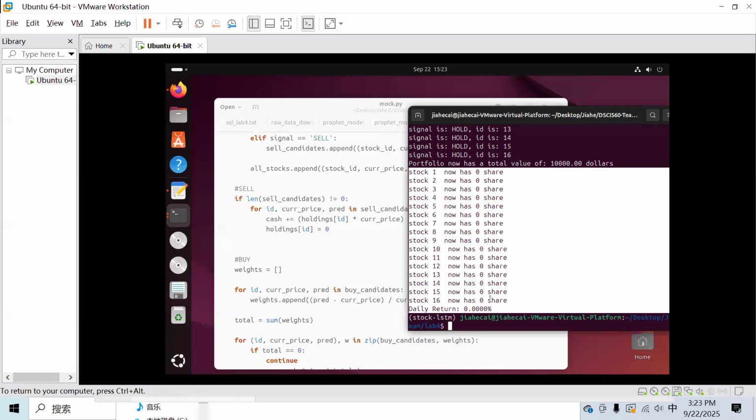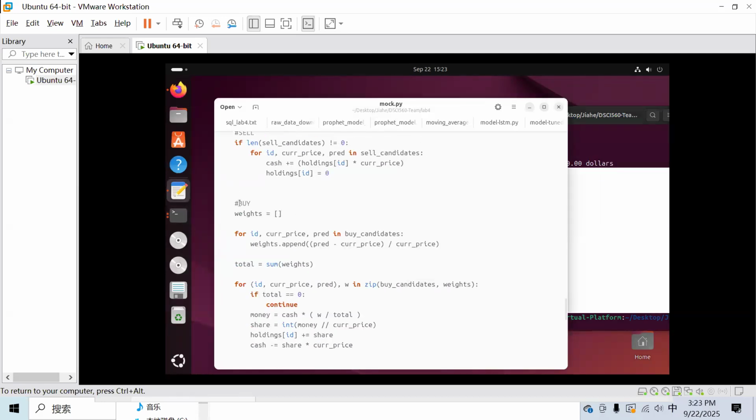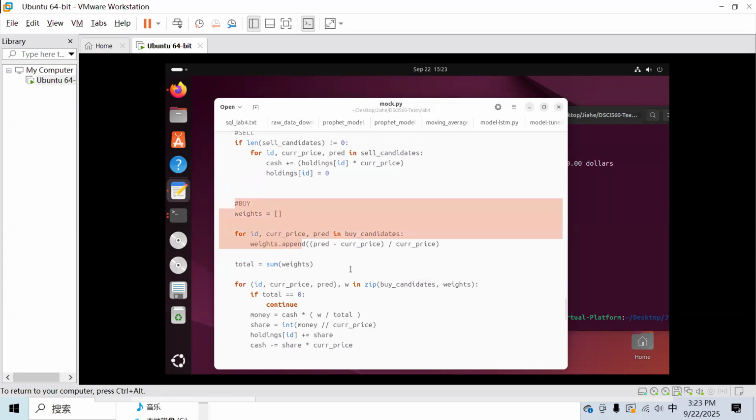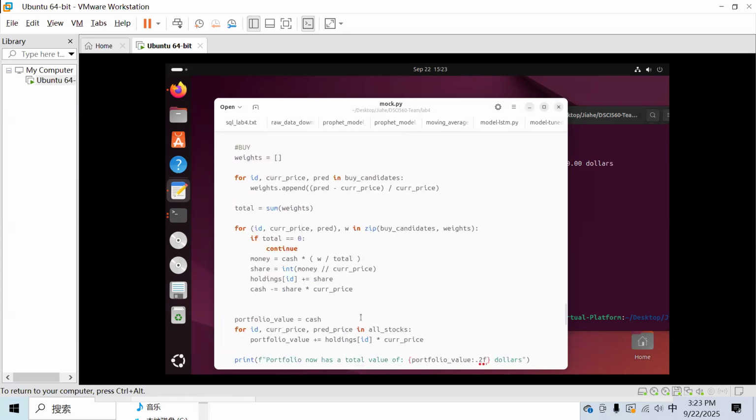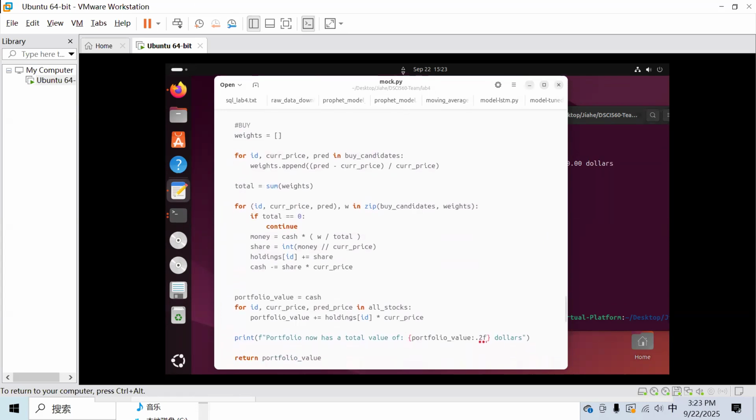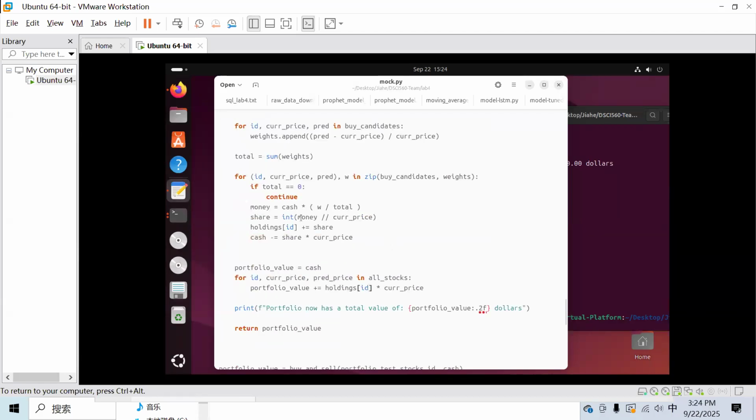During the buy process, we buy the stocks with a buy signal. We consume money based on the weight of each stock, and we also have more shares. We store the shares of each stock in the holdings. And finally, we also compute the portfolio value.